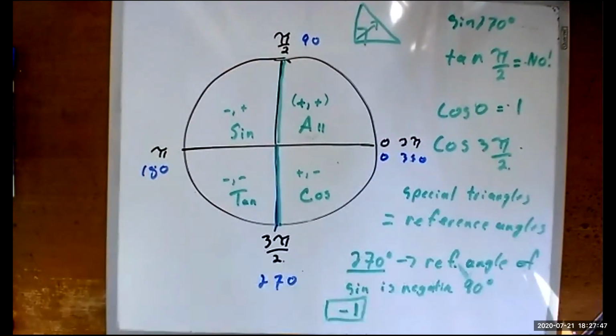Cosine 3 pi over 2. So again, we're going to be down here. I'm trying to remember if that one's a 1 or a 0. These things tend to slip my mind. Cosine 3 pi over 2 is 0.